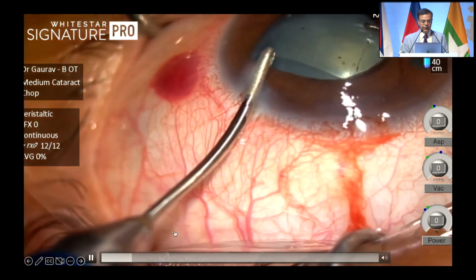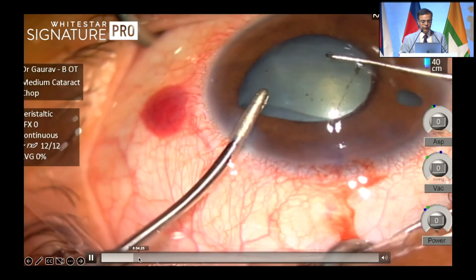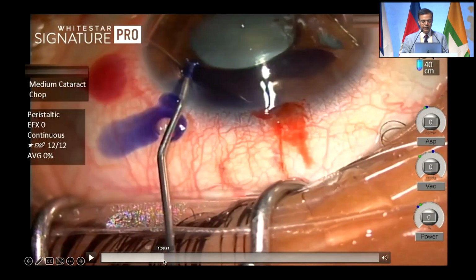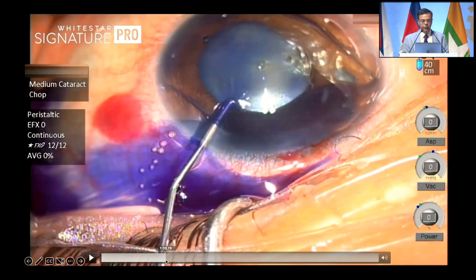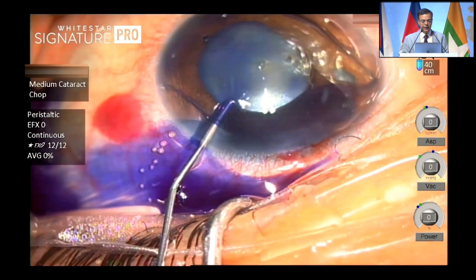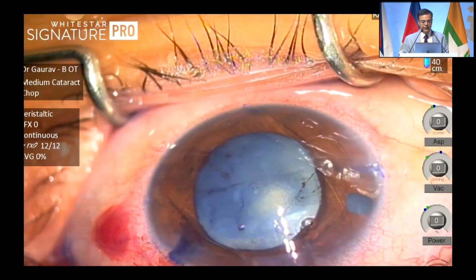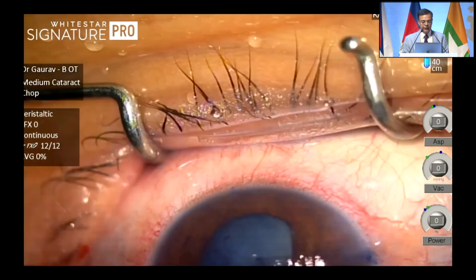So I'm negotiating it out. And once I get one haptic out, then the other one, and then of course both of them. Now I'm going to stain this capsule under the ICL. I don't want to put in viscoelastic till I've stained the capsule nicely. So I go under the ICL and stain with trypan blue and get the ICL out.